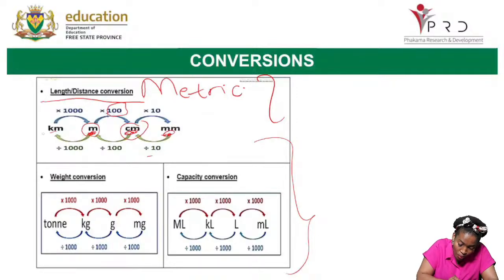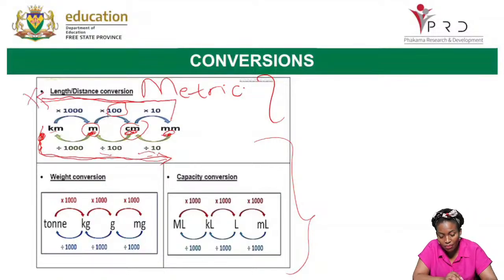When you are on this side, this is the bigger unit. So as you move that side, you are moving towards the smaller units. Therefore, if you are moving from a bigger unit to a smaller unit, you are always going to divide. If you move from a smaller unit towards the bigger units, you are always going to multiply.